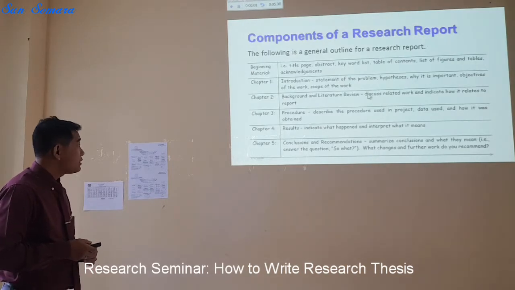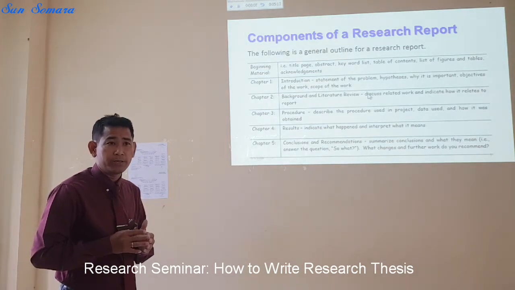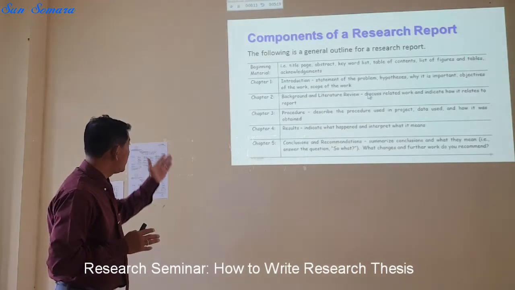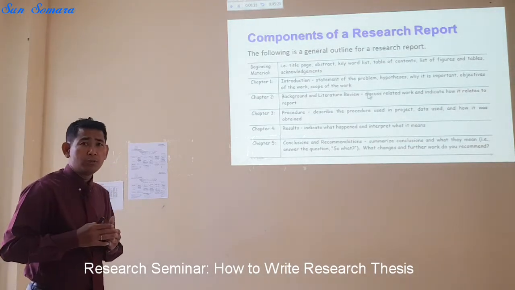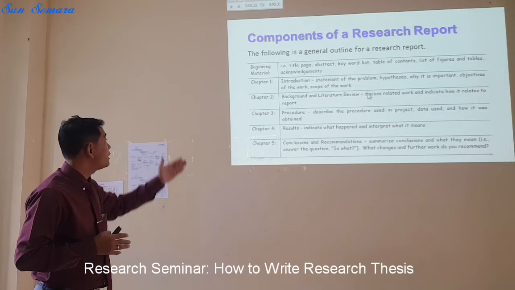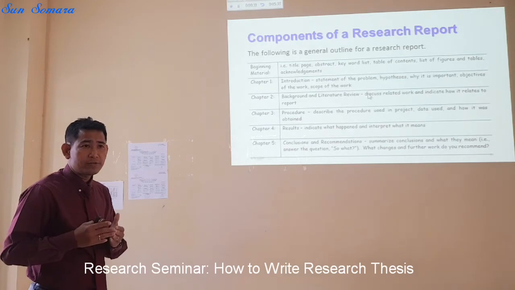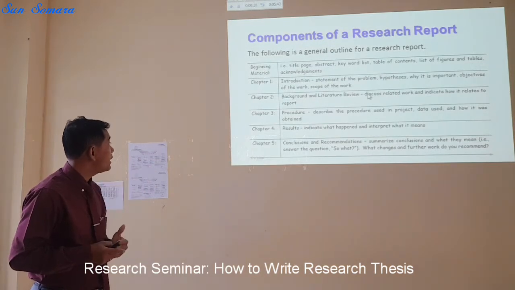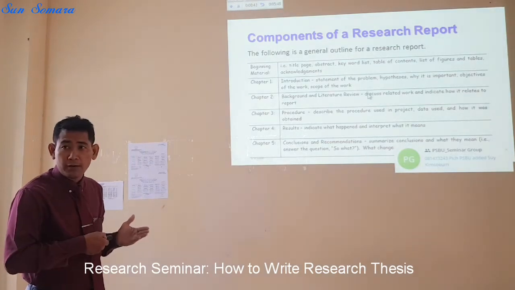So let's move to another point. In the research report, normally it has components. What do I mean by components? As I said a moment ago, the components are chapter 1, chapter 2, chapter 3, chapter 4, and chapter 5. But before we move on to chapter 1 through 5, we need to go to the beginning material. So in writing research, what do we have? First, we need the material such as the title page, abstract, and so on. We will talk about them one by one later.